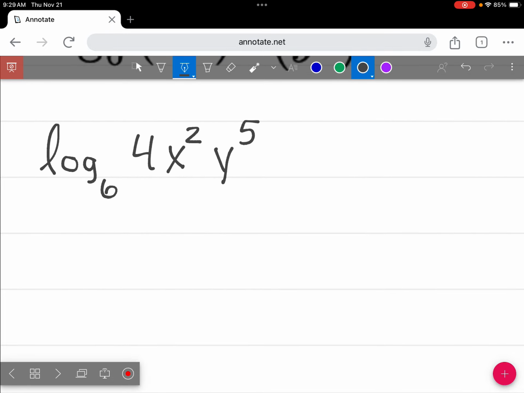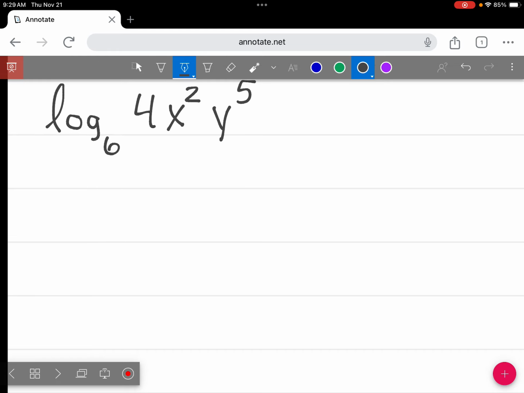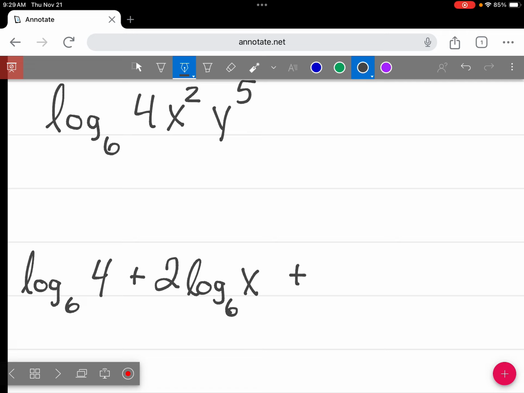So what is this going to be fully expanded out? Let's hop the whole thing. Log base 6 of 4 plus 2 log base 6 of x plus 5 log base 6 of y.